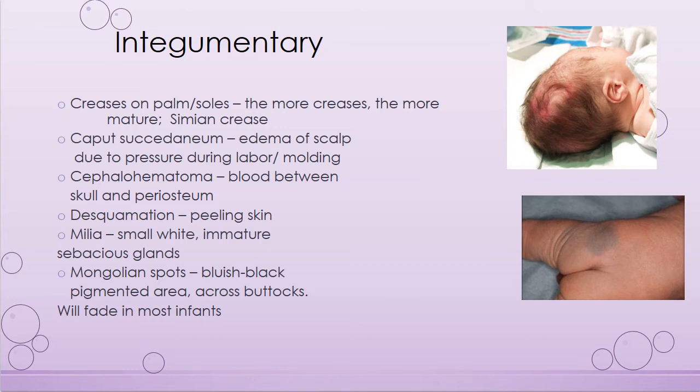Mongolian spots, those are bluish to black pigmented areas across the buttocks. Those fade in most infants. We see them more often when we're taking care of the African American baby, and some other nationalities as well.